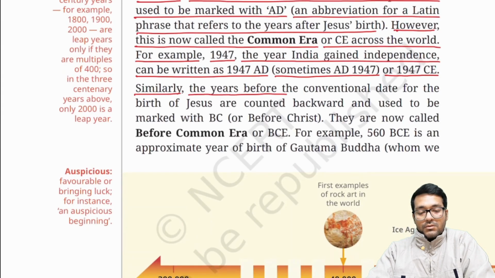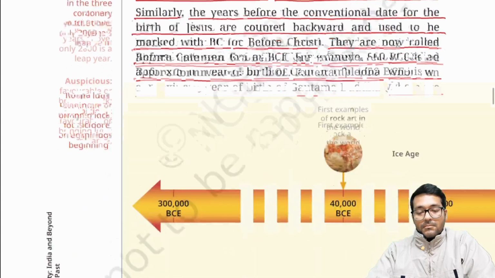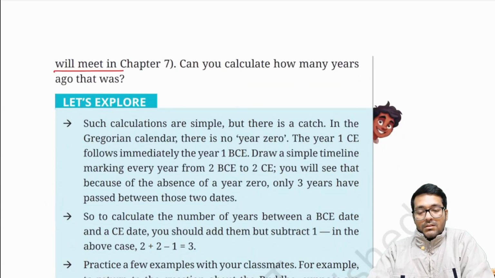Similarly, the years before the conventional date for the birth of Jesus were counted backward and used to be marked with BC or before Christ. They are now called before Common Era or BCE. For example, 560 BCE is an approximate year of birth of Gautam Buddha, whom we will meet in chapter 7. Can you calculate how many years ago that was?